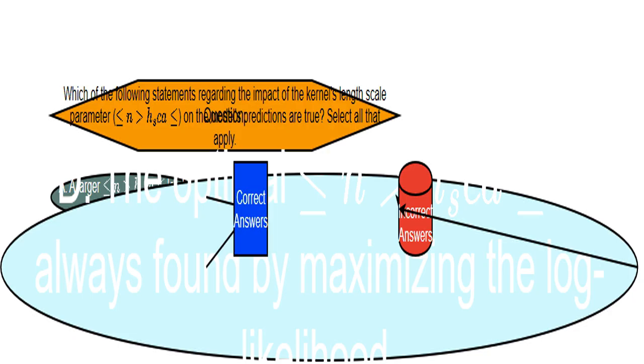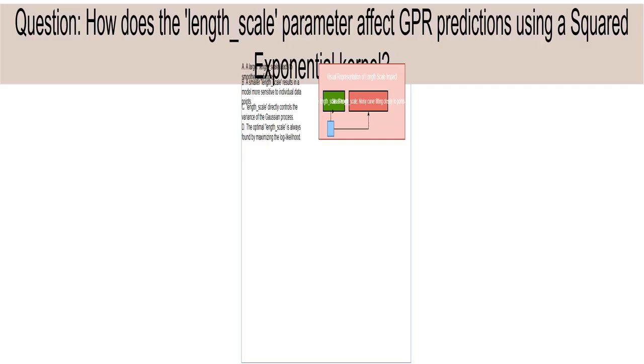While maximizing the log likelihood is a frequently used method for hyperparameter optimization, it doesn't guarantee finding the absolute best length scale. Other optimization methods may be more suitable, and the best length scale is often a trade-off between model fit and generalization. I'm exploring how the length_scale parameter, a crucial part of the squared exponential kernel in Gaussian process regression, GPR, influences the model's predictions.